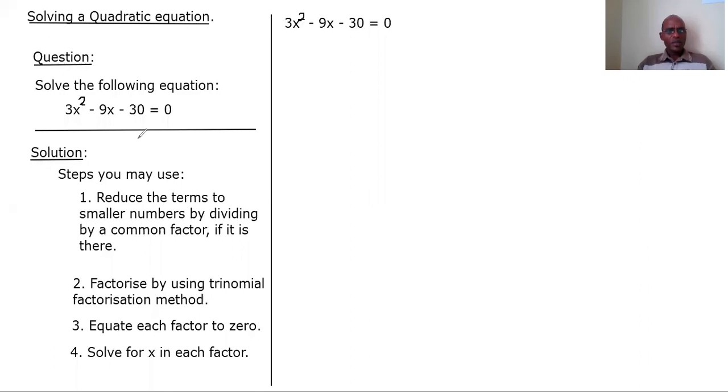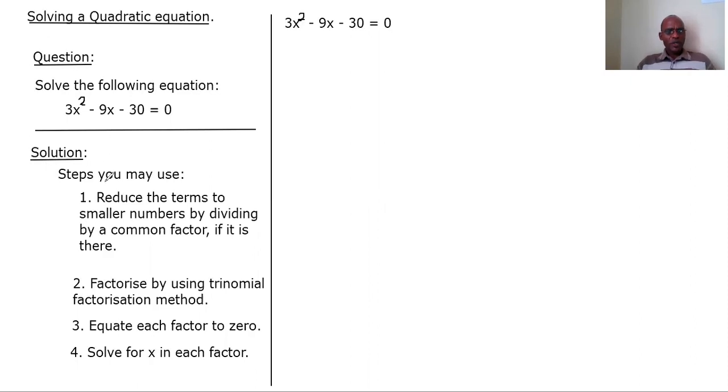In this case, the highest exponent that we have here is 2, which means it is of degree 2, or it's of order 2. So since it is of order 2, it means it is quadratic. So how do we solve a quadratic equation?